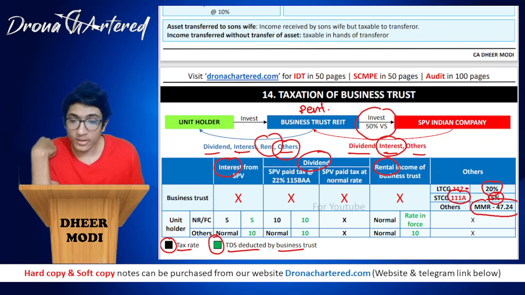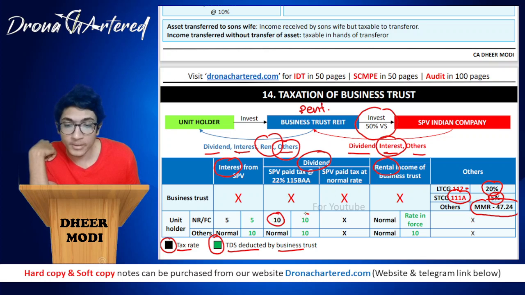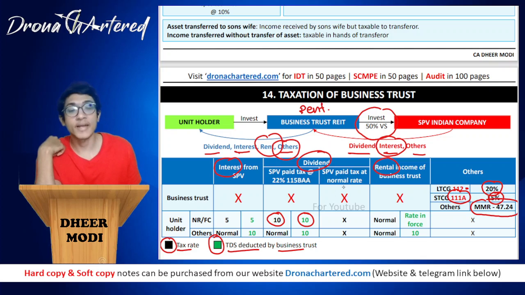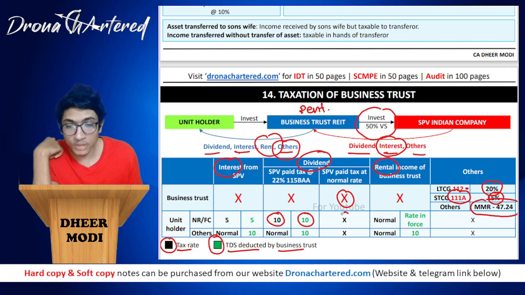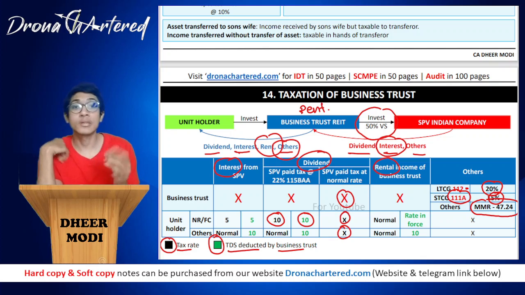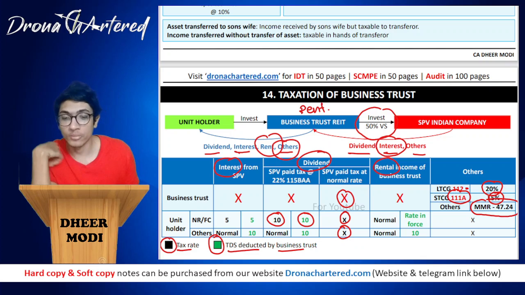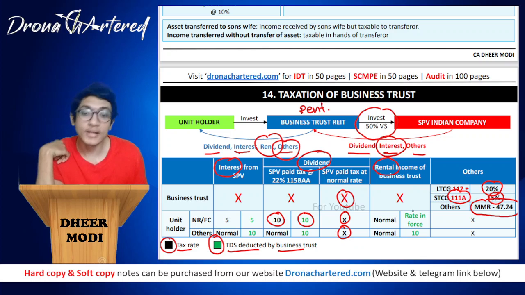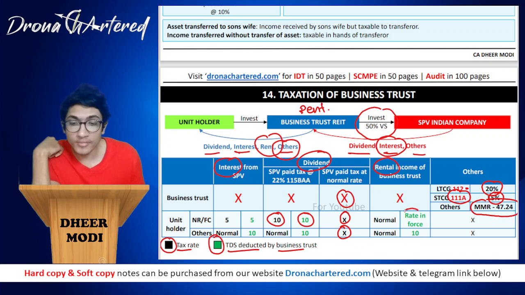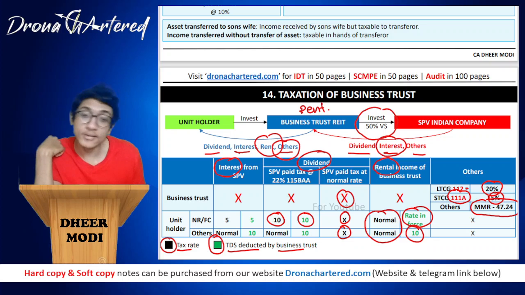For NR and FC, if the SPV has paid tax at 22%, then dividend will be taxable at 10% and TDS at 10%. However, if the SPV has paid tax at normal rate, it will not be taxable to anybody since the SPV has already paid tax at normal rate. Now your rental income to NR or FC, TDS will be rate in force and taxation for both of them is normal. However, for my residents, TDS is 10%.